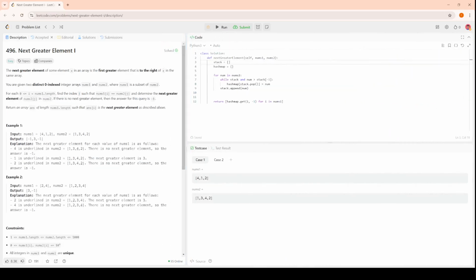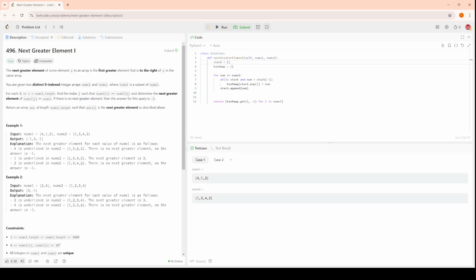So let's see one way we could solve this. Because of the right to left approach, as well as the fact that the next greater element isn't necessarily the immediate element, first you want a stack as well as a hash map to store your result. So you iterate through nums2, and while the stack is non-empty and num is greater than stack[-1], that is the last element of the stack, you update the hash map with the popped value of the stack as the key and you assign the value num. And then for the stack itself, you add num.